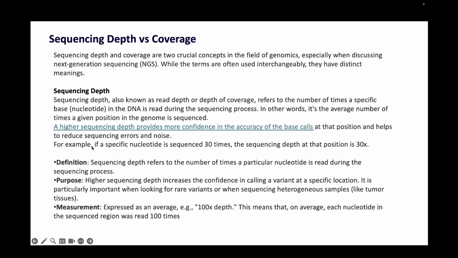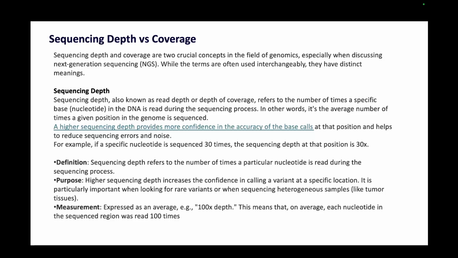The number specifies how many times that particular base has been sequenced. So if a specific nucleotide has been sequenced 30 times, the sequencing depth of that position is basically 30, given as 30x. It is written in that format, 30 and an x after that. As I was saying, it refers to the number of times a particular nucleotide is read during the sequencing process. And what's the purpose of it?